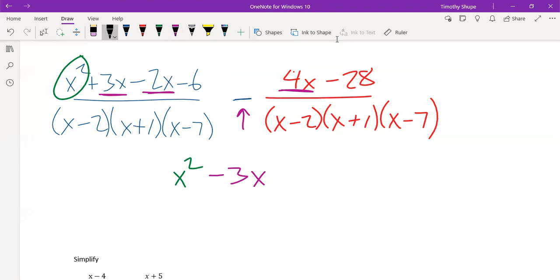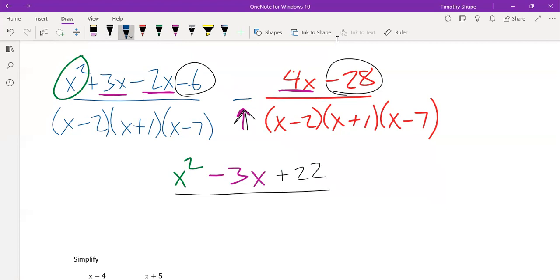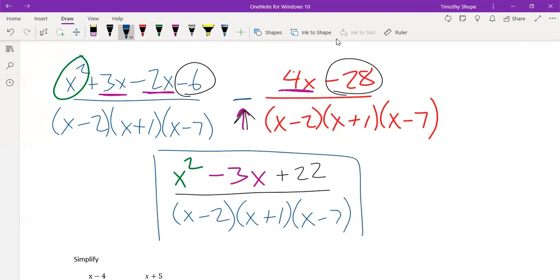And then combining my non-x terms, I've got a negative 6, and I'm subtracting a negative 28 from that. So negative 6 minus a negative 28 ends up being a positive 22. And then all of that is still over the common denominator of x minus 2, x plus 1, and x minus 7. And that would be our simplified expression.